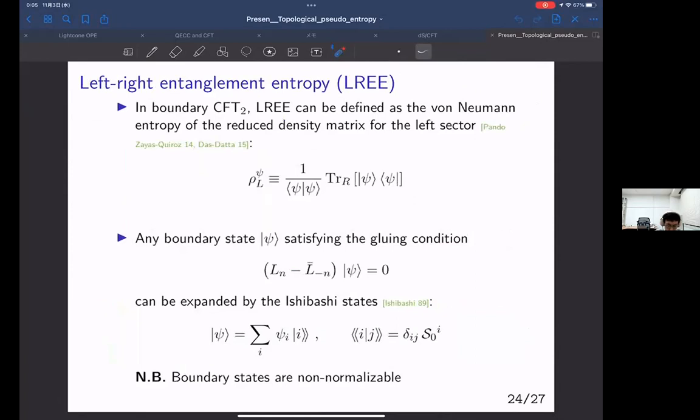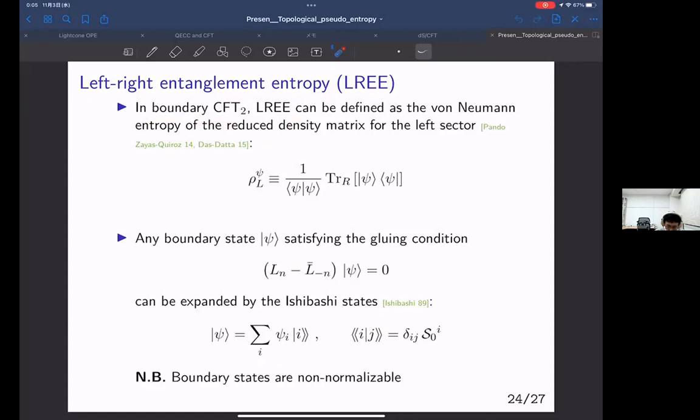I skipped all the detail, but now I'd like to generalize pseudo-entropy. Well, it's not a generalization, but before that, let me introduce one more variant of entanglement entropy. It is called left-to-right entanglement entropy, LRE. In boundary CFT in two dimensions, left-to-right entanglement entropy can be defined as follows.